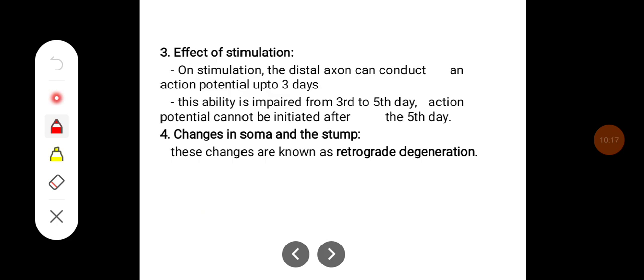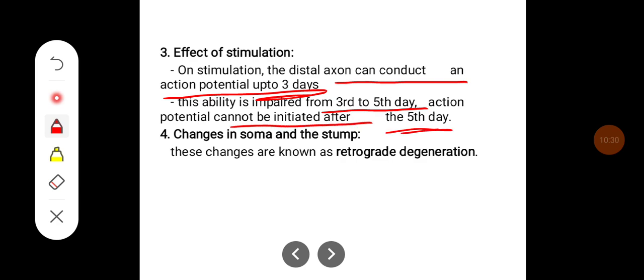And the effect of stimulation: on stimulation, the distal axon can conduct an action potential up to 3 days, but this ability is impaired from the 3rd to 5th day. The action potential cannot be initiated after the 5th day.